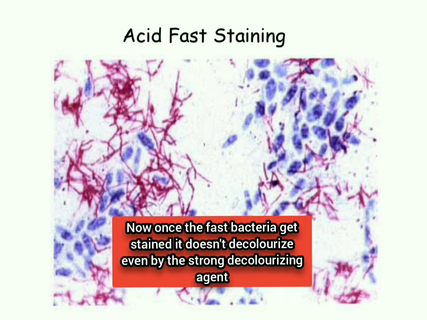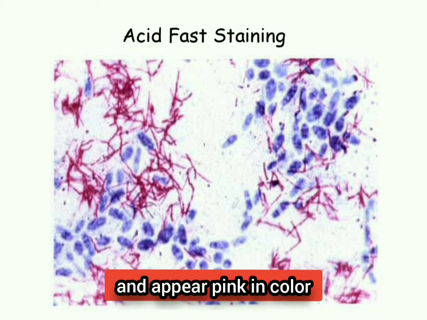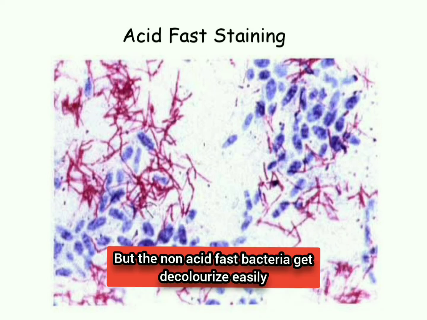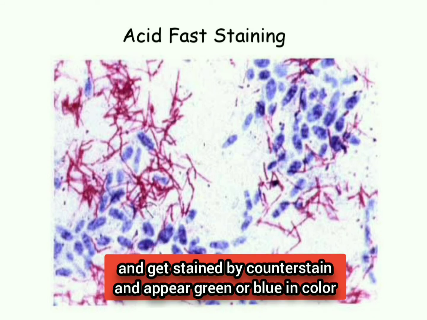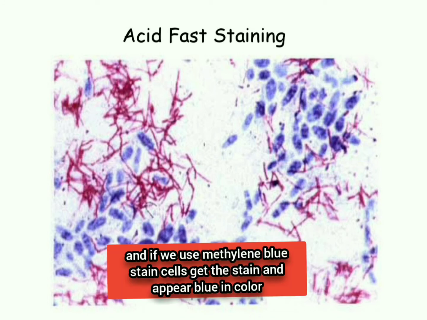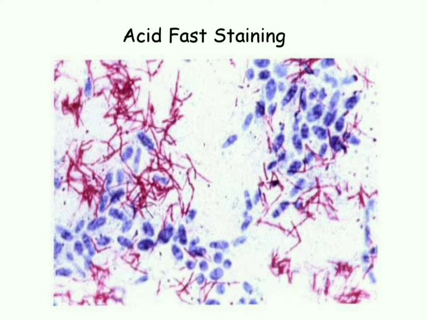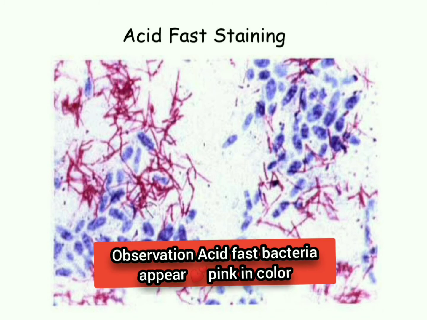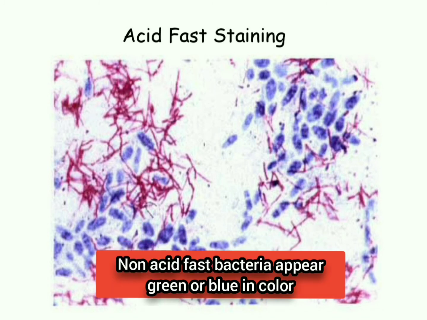Now once the acid-fast bacteria get stained, they do not decolorize even with a strong decolorizing agent and appear pink in color. But the non-acid-fast bacteria get decolorized easily and get stained by the counter stain and appear green or blue in color. If we use malachite green stain, cells get the stain and appear green in color. And if we use methylene blue stain, cells get the stain and appear blue in color. Observation: acid-fast bacteria appear pink in color. Non-acid-fast bacteria appear green or blue in color.